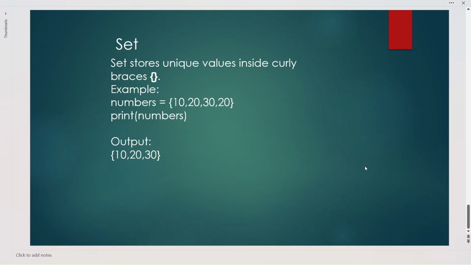Then coming to set, the last concept in today's lecture. A set stores unique values. We use curly brackets for storing the values. See here I gave an example. Numbers equal to 10, 20, 30, 20. So 20 is repeated twice. It will remove the repeated 20 and it will print 20 only one time. 10, 20, 30. So this is the set.